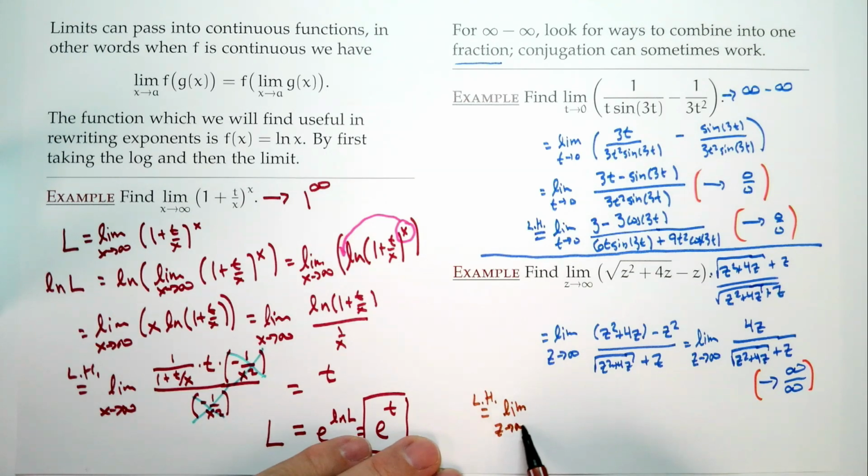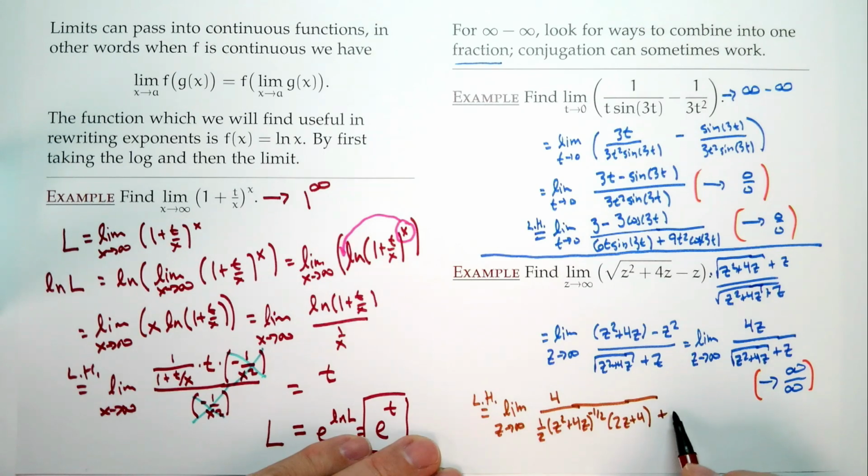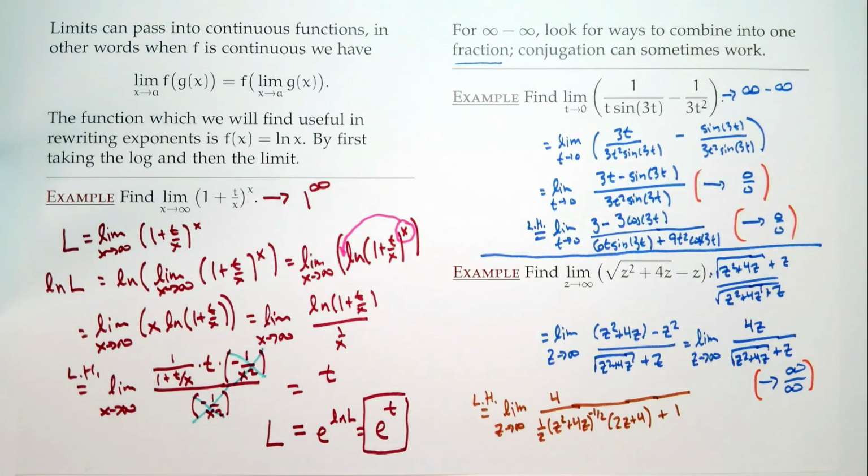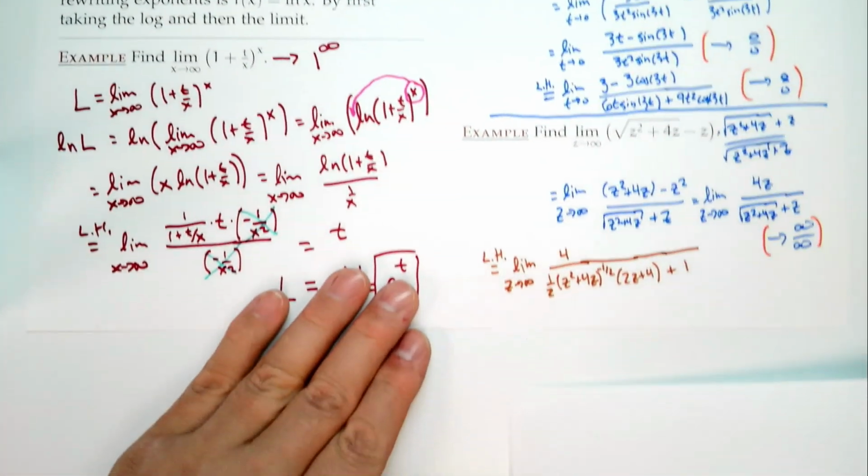Z goes towards infinity of upstairs, we get 4 over downstairs. Well, square root of z squared plus 4z is going to be 1/2 z squared plus 4z to the minus 1/2 times the derivative of the inside, which is 2z plus 4, and then plus 1 more. Now, that does not look like it's simplifying quite as much as we were hoping, but let's see. Maybe we can work with this. I'm going to move this up a little bit.